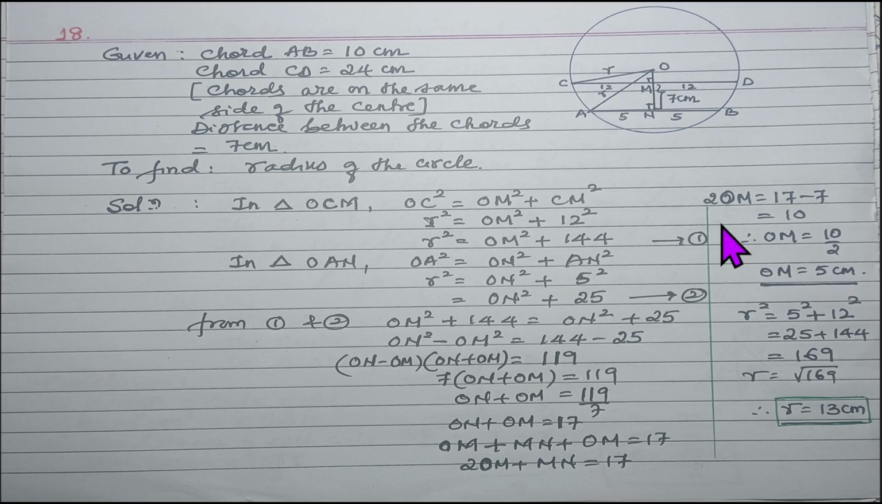So once we get OM as 5, then we can find out the radius very easily. We know that r square is equal to 5 square plus 12 square. Therefore r square is equal to 25 plus 144, and that is equal to 169. Therefore r is equal to square root of 169, or r is equal to 13 centimeters.